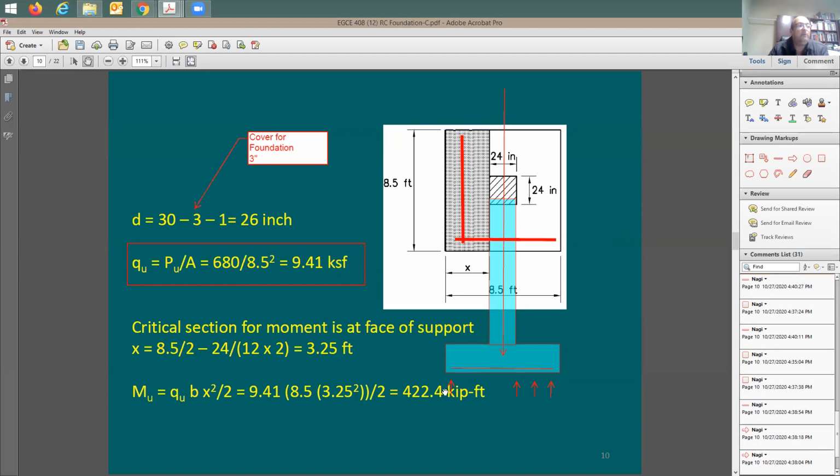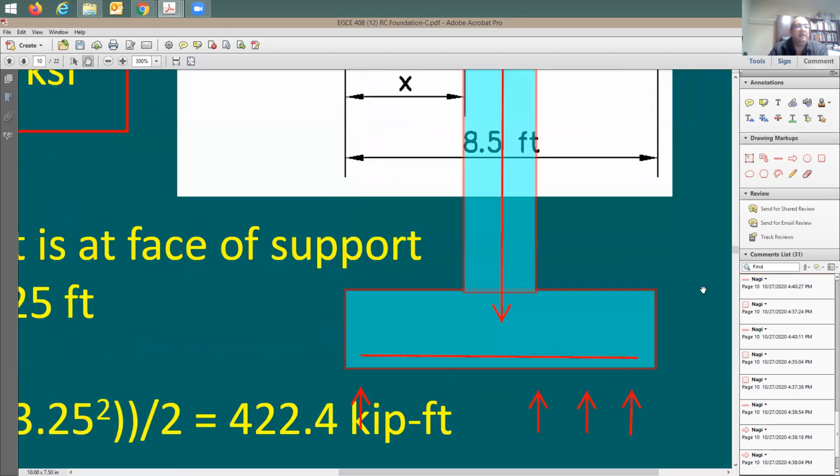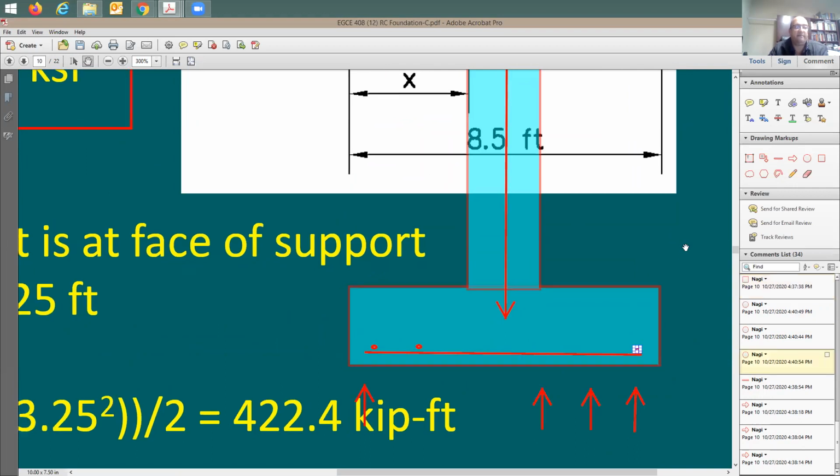Correct? How would I see the bars here running in this direction? Let's zoom in, and it's going to look like circles, right? It's going to be very small circles. It's going to be like this. I can just put it here on the top, and they can run it throughout all of this width. So we're going to have another rebar here, right? Have another rebar here, and so on, correct? All the way to the end.